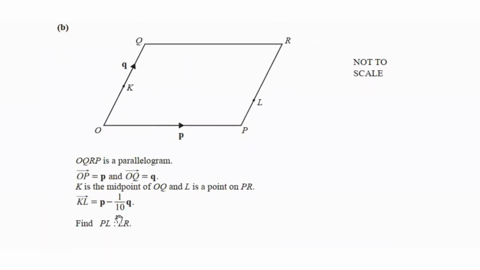Part B says that OQRP is a parallelogram. OP is equal to P, OQ is Q, K is the midpoint of OQ, and L is a point on PR. KL is given as P minus 1 over 10 Q. Find the ratio of PL to LR. So this is going to be Q over 2 and Q over 2, and PL to LR. KL is given as P minus 1 over 10 Q.